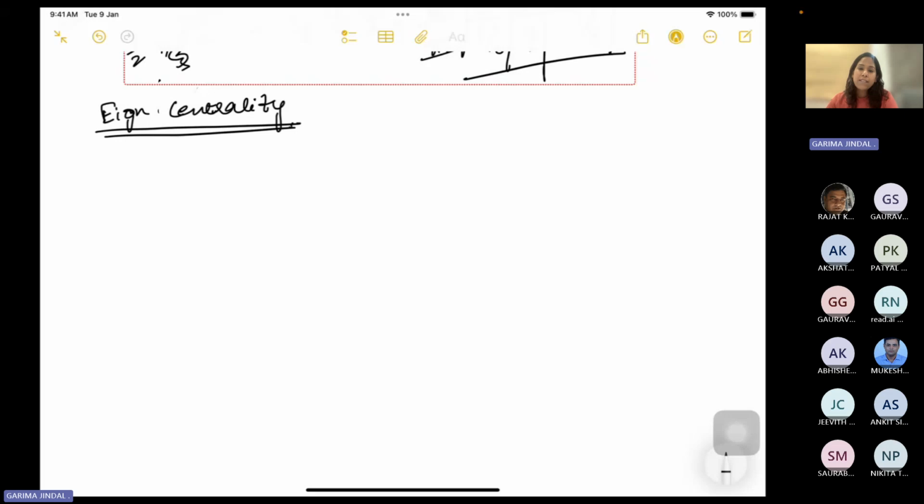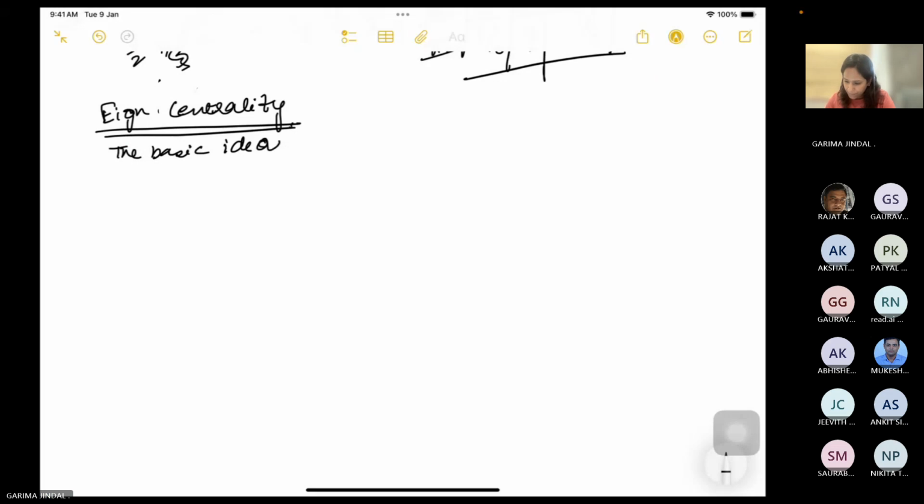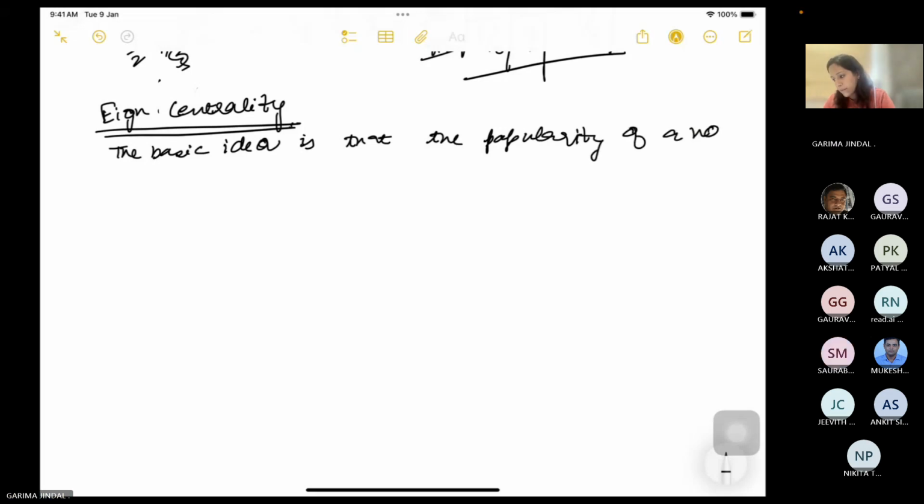Now, what is the basic idea behind eigencentrality? The basic idea is that the popularity of a node depends on the popularity of its neighbors.